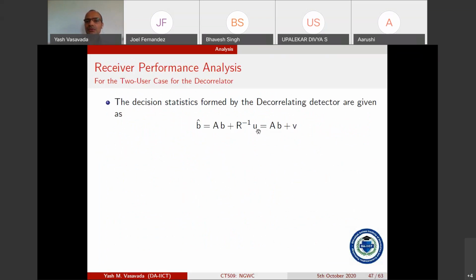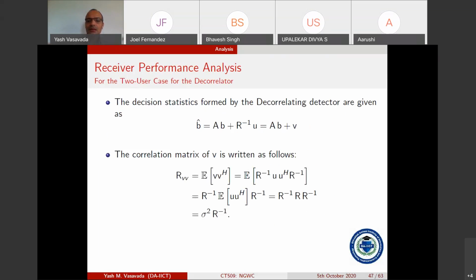Okay, so this R inverse U is denoted here as V. Maybe we used a different notation earlier on. But the correlation matrix of V is sigma square R. And therefore, if I take the correlation matrix of V, I get sigma square R inverse. On page 99, at the start of today's lecture, we derived this equality, which I have used here. So R_VV is sigma square R inverse.